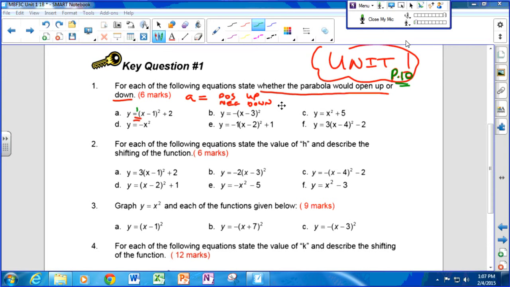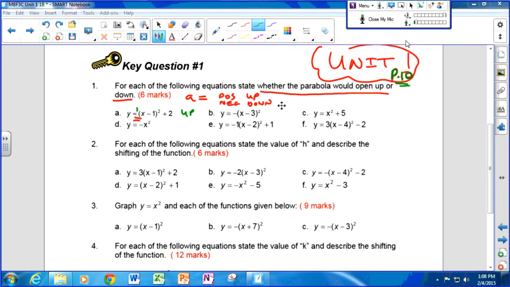So that's where you have to see the convention of math style, which is that we don't put a 1 there if it's a 1. So now that you know that it's a positive 1, you're just going to say that it opens up. And that's really all we're looking for in that question. It doesn't say to sketch it, it just wants to know if it opens up or down.